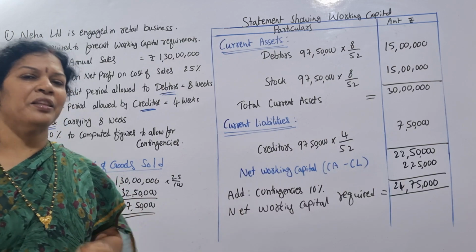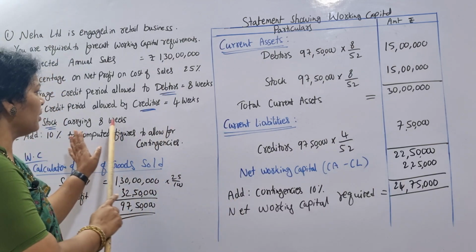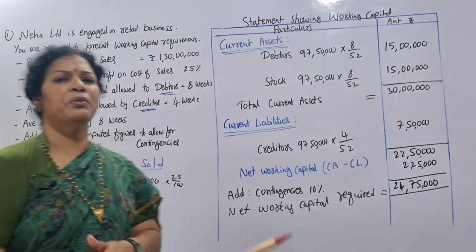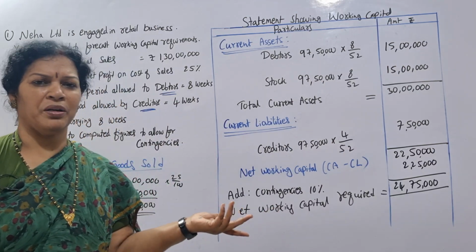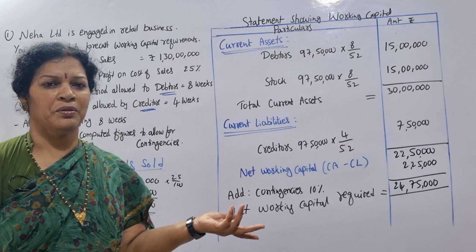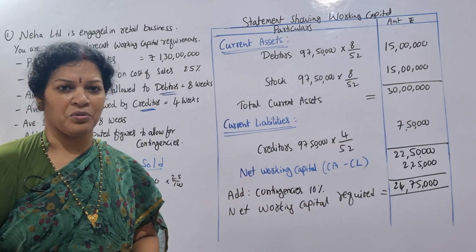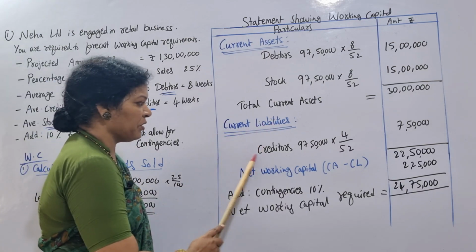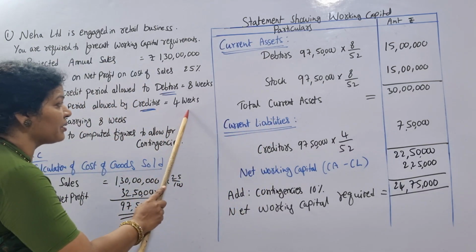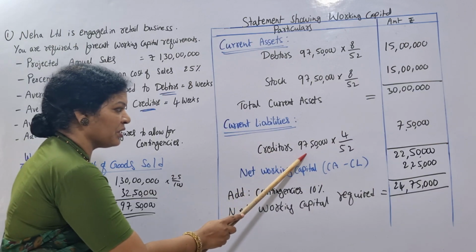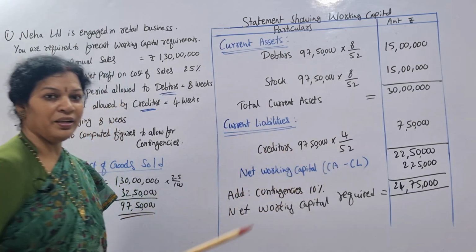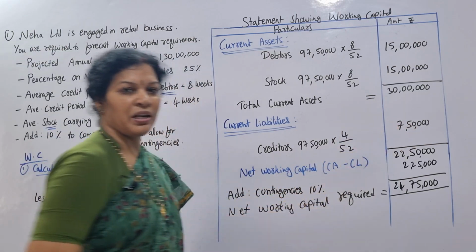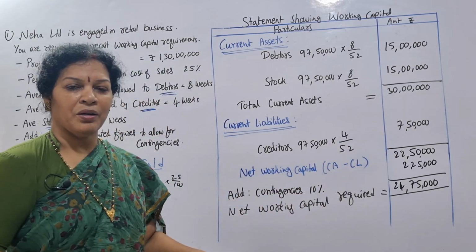Now, on the other part, current liabilities, we have only creditors, nothing else. Doesn't matter if they give you more items. Pro forma is same, calculations are same. We would have added those items also. Right now we have only creditors. Creditors, they are saying 4 weeks. So same amount, 4 divided by 52. It comes to 7,50,000.